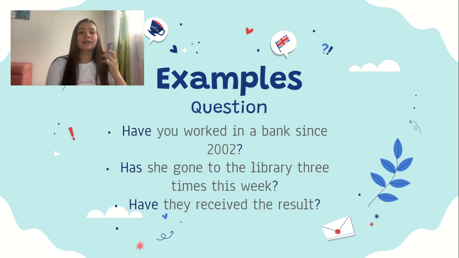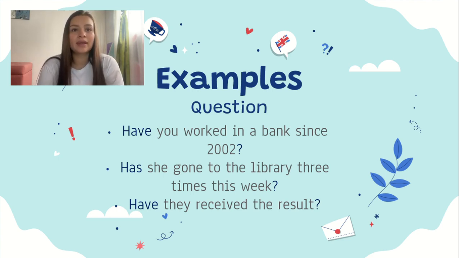And in the interrogative form, we use first the auxiliary, which depends on the subject. For example, in the first one, we use have because we are talking about you. Have you worked in a bank since 2002? Has she gone to the library 3 times this week? And the last one, have they received the result?